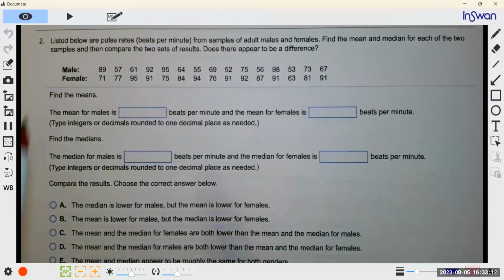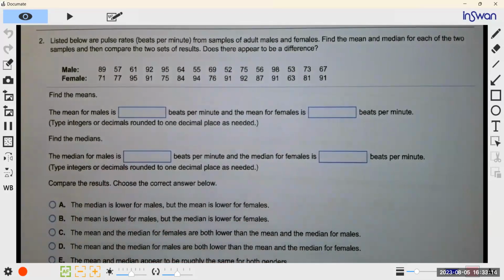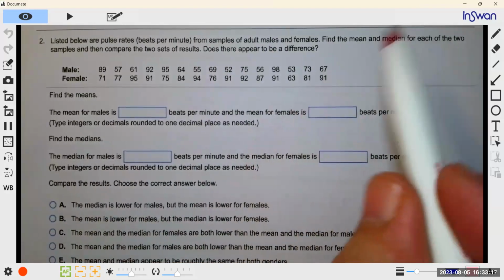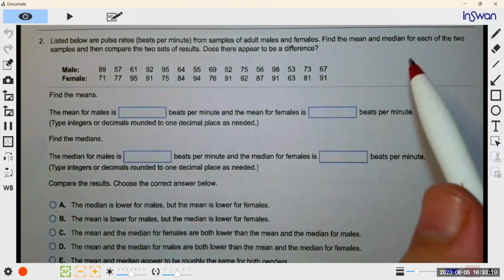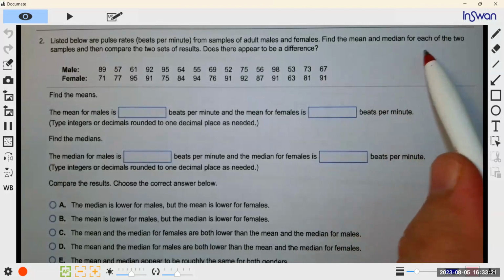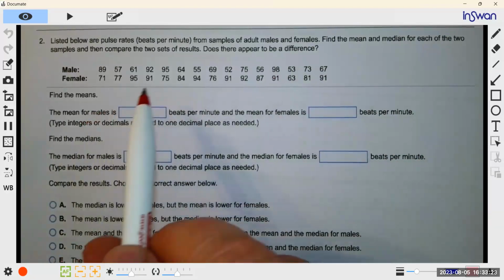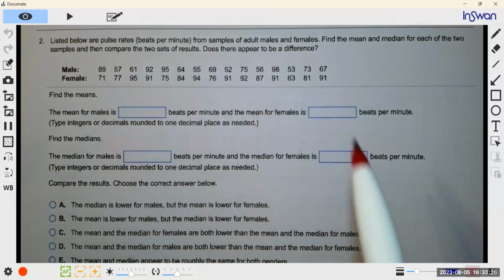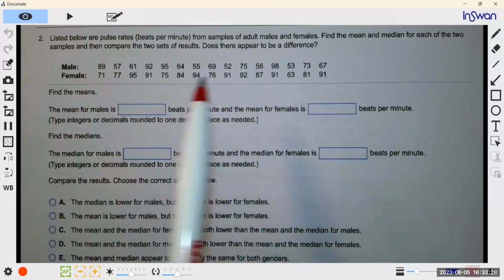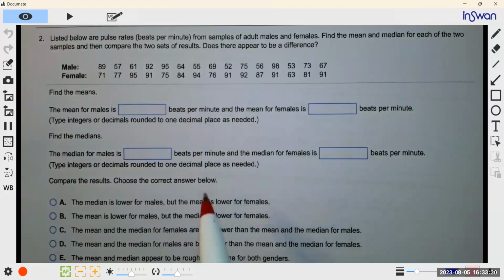Number 2, listed below are pulse rates, beats per minute for samples of adult males and females. Find the mean and median for each of the two samples, and then compare the two sets of results. Whenever we have a set of data and we're asked to analyze it, the first thing we're supposed to do is organize it in increasing order. So what I went ahead and did here is exactly that.